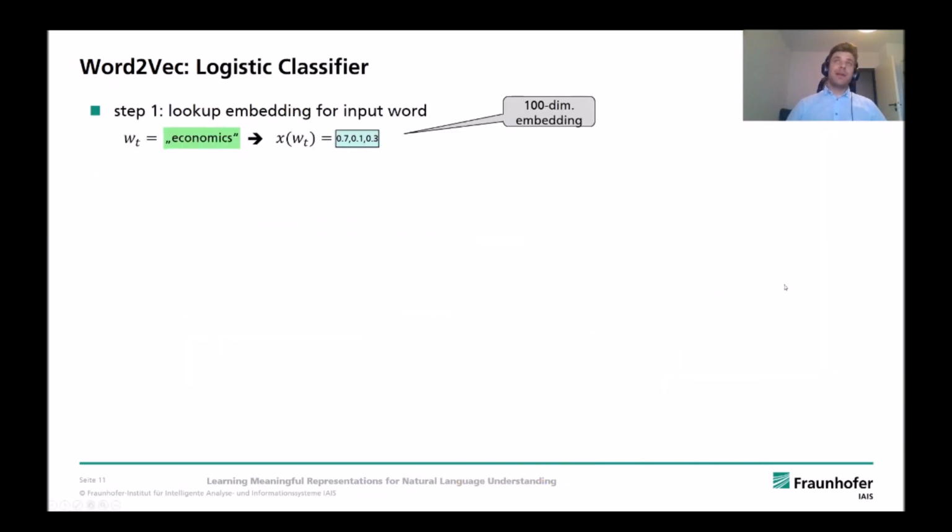So in the beginning, we pick a central word, for example, economics, and we look up the embedding for this word. As I said in the beginning, this is randomly initialized, and during training, these embeddings are changed. Now, when we look it up, we get a 100-dimensional embedding of the word economics. Now we select the neighbor word. It could be the word which is after economics, it could be degree, and we're trying to predict this word.